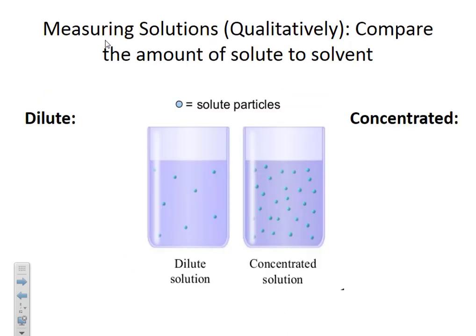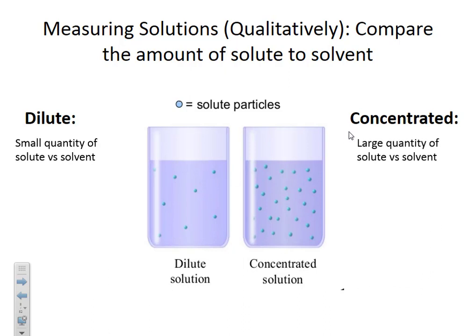The big thing that we're going to be looking at is, when we're measuring solutions, we're looking at things first off qualitatively. Qualitatively, you can think of as quality. So we're comparing the amounts of the solute to that of the solvent. If you're looking at something that's dilute, you can think of small quantities of solute versus solvent. Dilute, very small. You can see in this container there's not too many particles of your solute per solvent.